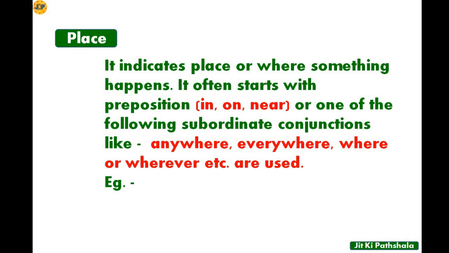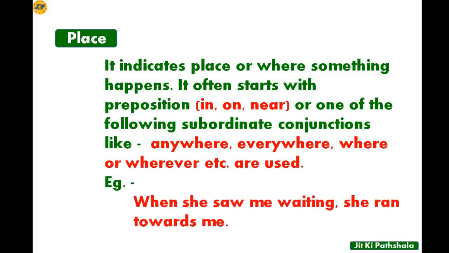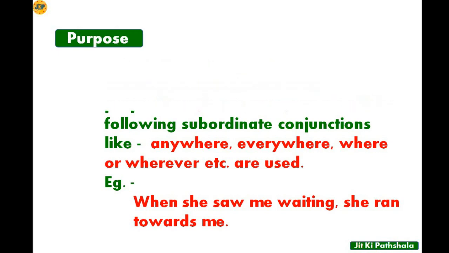It often starts with a preposition like in, on, near, or one of the following subordinate conjunctions like anywhere, everywhere, or wherever, etc. So this is place. It indicates the place where something happens, where something has been done. For example, when she saw me waiting, she ran towards me. This indicates place. Now let's see the next one, and that is adverb of purpose clause.